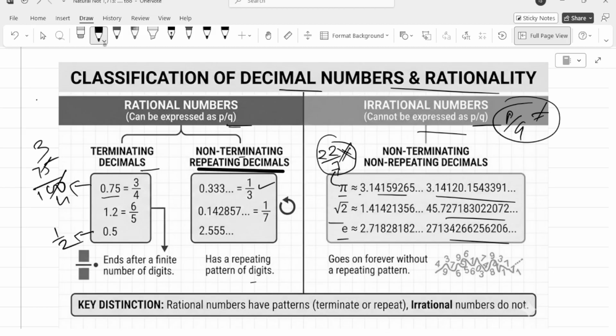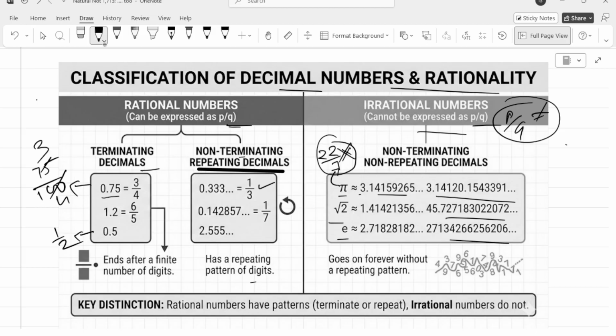Okay, here's the difference between rational numbers and irrational numbers. Irrational numbers go on forever with a non-repeating pattern. Rational numbers have a pattern, terminating or repeating, and irrational numbers do not have one. So here's the detailed explanation. I will explain it to you.